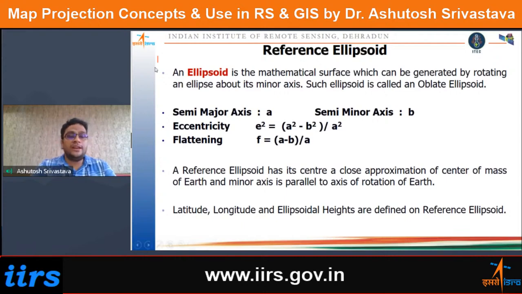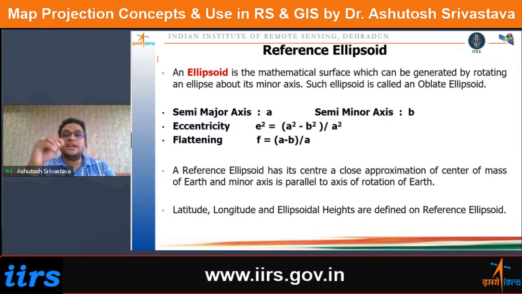One is the semi-major axis, that is A, and another is the semi-minor axis, half of the vertical distance, that is B. Eccentricity: e square equals A square minus B square upon A square. This is a new concept, a new terminology has come now, so I will explain this one. Eccentricity shows just how much it is away from your circular position.